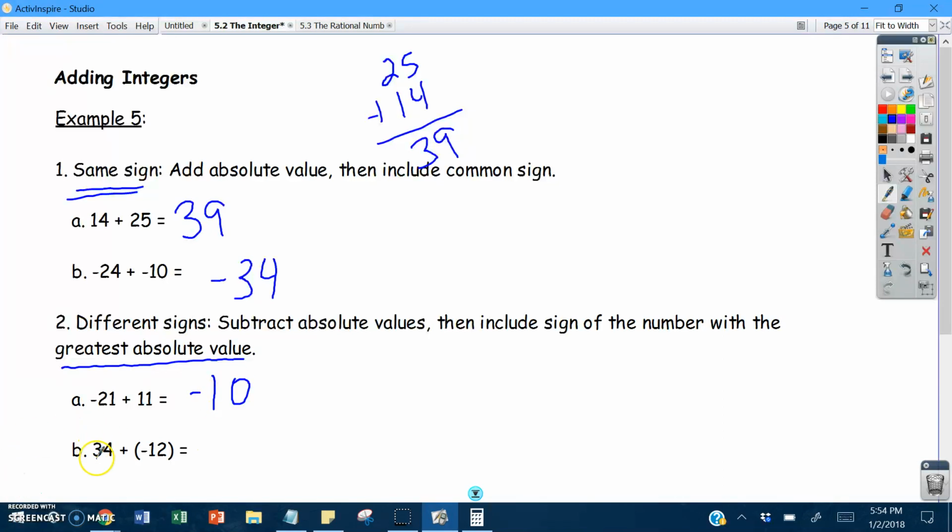Okay, we can do the same thing here. We're doing 34 plus negative 12. The signs are different, so we'll do subtraction. 34 minus 12 gives us 22. And then we'll throw in the sign of whichever number has the larger absolute value. In this case, 34 is bigger in absolute value than negative 12. So we'll make that positive. We can just kind of write it like that.